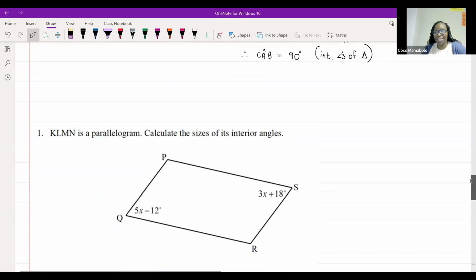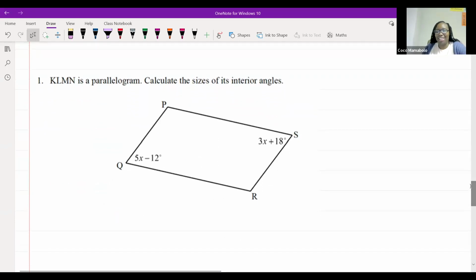All right, excellent. Okay, Kanyo's like, why does it look easy? That's because it is easy. It is easy, Kanyo. What a nice question that man put in here. Look, they already tell you: KLMN, PQRS, PQRS is a parallelogram. So they already tell us that it's a parallelogram. So it says, calculate the sizes of its interior angles. This is a nice and easy one.